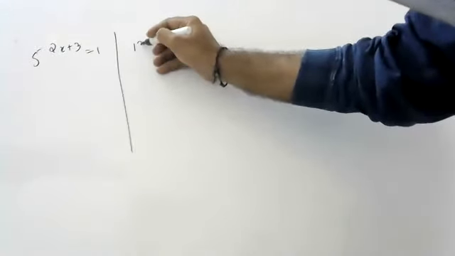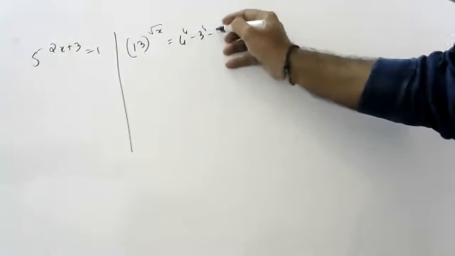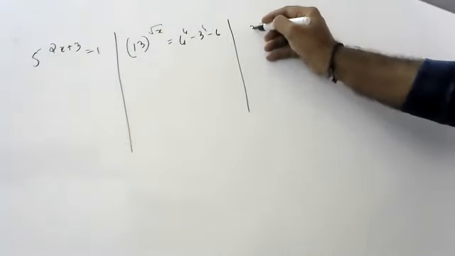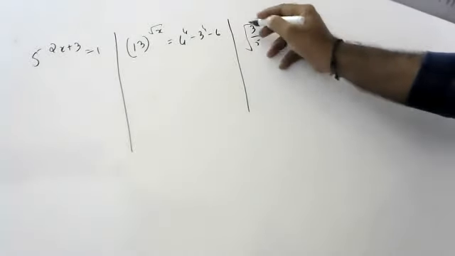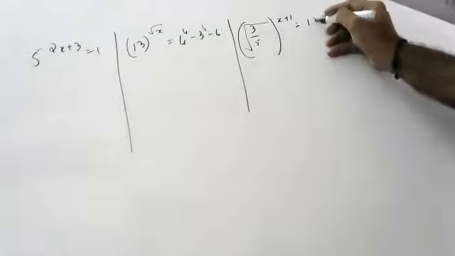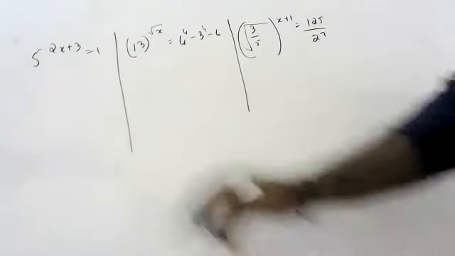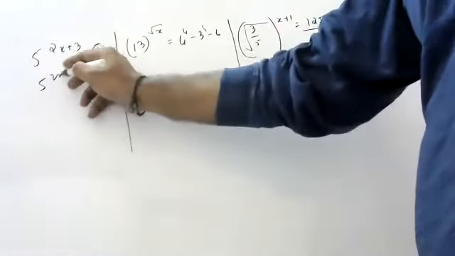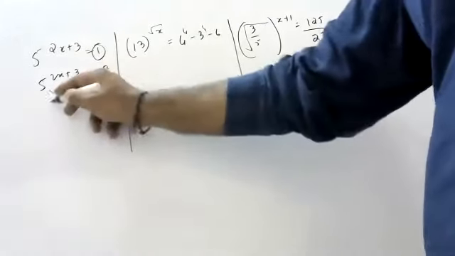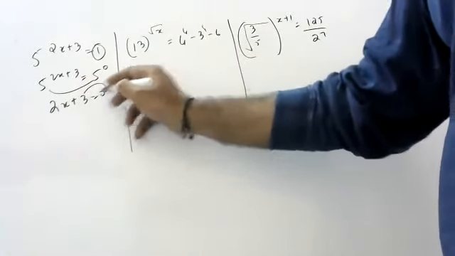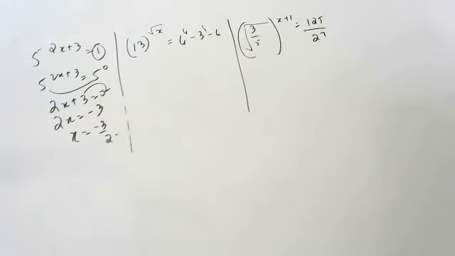Second sum. Sir, 5 to the power of 2x plus 3 equals 1. 5 to the power of 2x plus 3 is equal to 5 to the power of 0. So 2x plus 3 is equal to 0. The bases are the same, so powers can be compared. 2x is equal to minus 3, x is equal to minus 3 by 2.